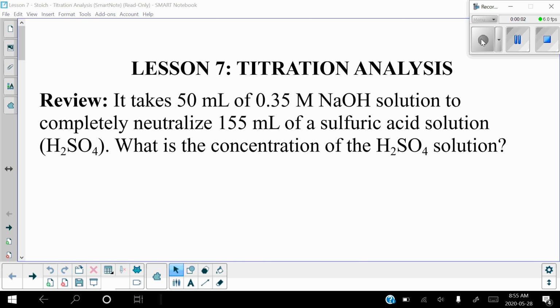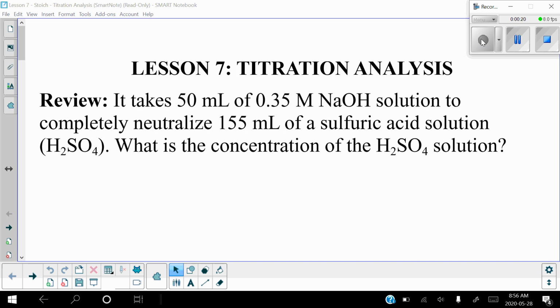Hello, everybody. Today we are taking a look at lesson 7, which is a titration analysis. So basically, we're going to be relating solution chemistry to the lab. Before we get started, let's refresh solution chemistry.